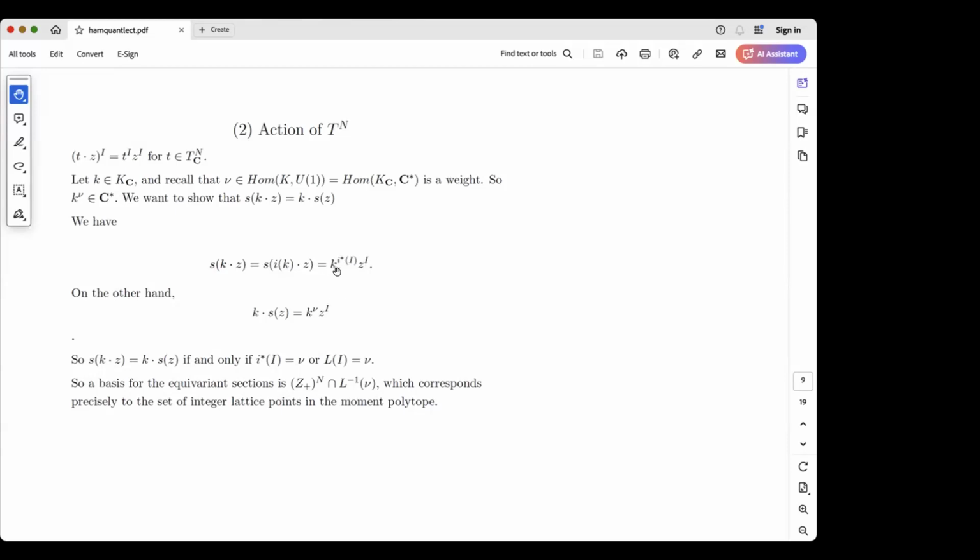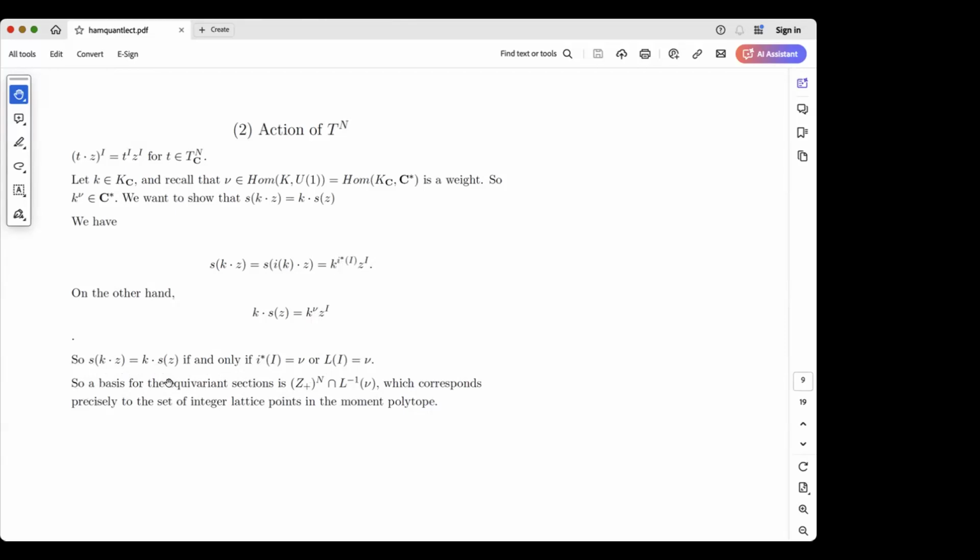So that's K of L of I is Z to the I. On the other hand, K dot S of Z is K to the nu times Z to the I. So we have that S of K dot Z is equal to K dot S of Z if and only if I star of I, capital I, is equal to nu. You want this exponent to be the same as this exponent. Or in other words, L of I is equal to nu.